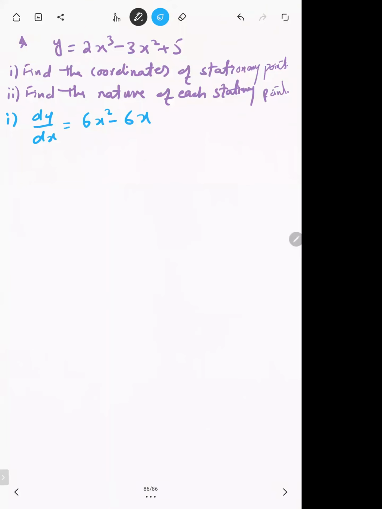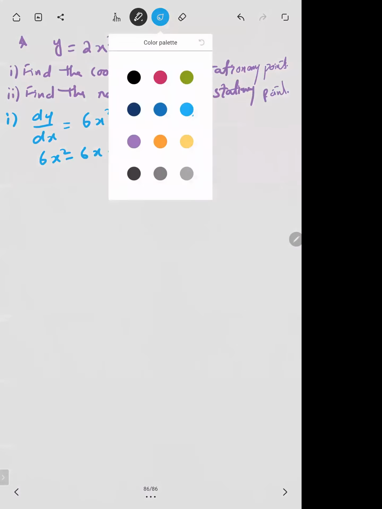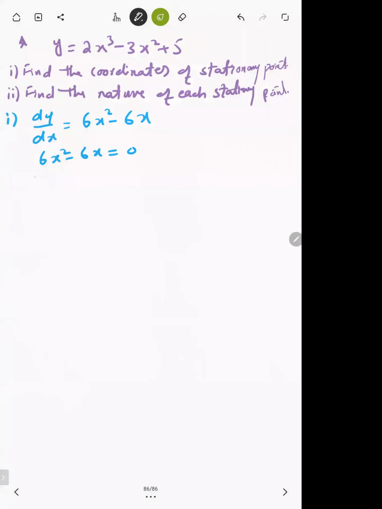So put dy by dx equal to 0, you will get 6x square minus 6x is equal to 0. Solve this quadratic equation. Simply there is a common factor, you can factorize this. 6x is common, 6x(x minus 1) is equal to 0. So either 6x is equal to 0 or x minus 1 is equal to 0. From here you'll get x is equal to 0, and here you'll get x is equal to 1. So x is equal to 0 and x is equal to 1 are the x coordinates of the stationary points.